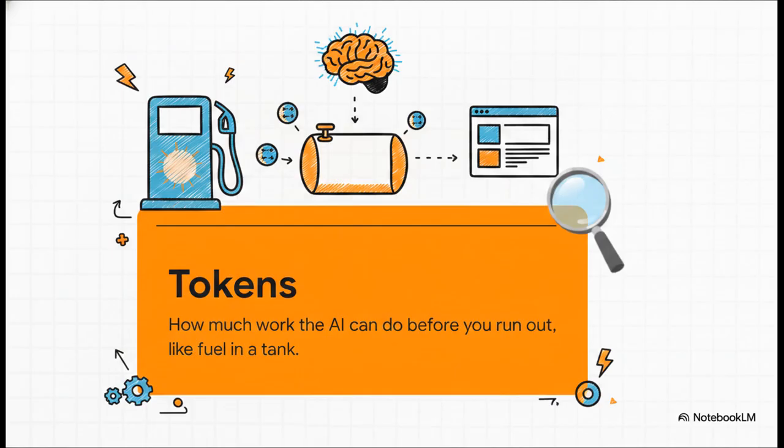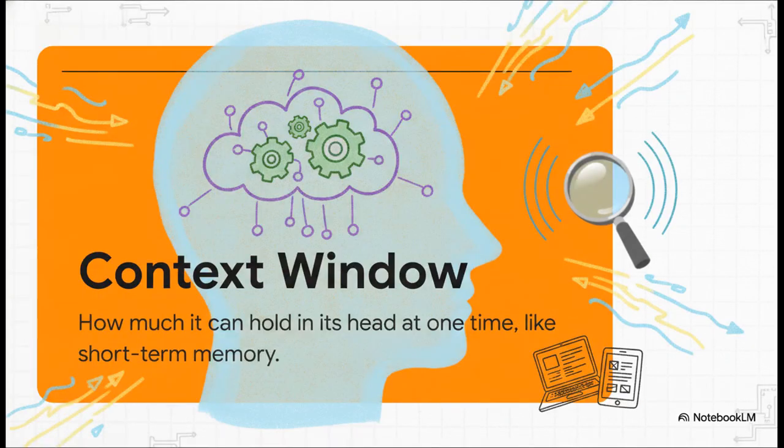Okay, before we start building, we just need to nail down two basic concepts you're going to see inside Zcode. First up, tokens. Honestly, just think of tokens as the fuel in the AI's gas tank. It's simply a measure of how much work the AI can do for you before you run out of capacity for the day. And the second concept is the context window. So if tokens are the fuel, the context window is the AI's short-term memory. It dictates exactly how much information or data the AI can hold in its head at one single time.